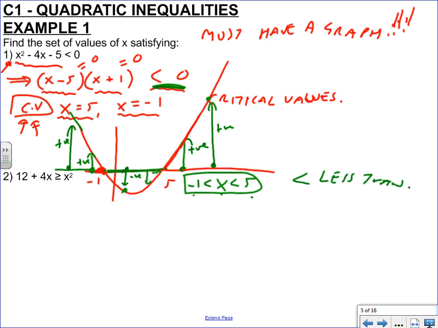If I read it to yourself, it should make sense. Minus 1 is less than 5, which it is. Therefore, we know this works. Example 2. So that's nice, that's finished.